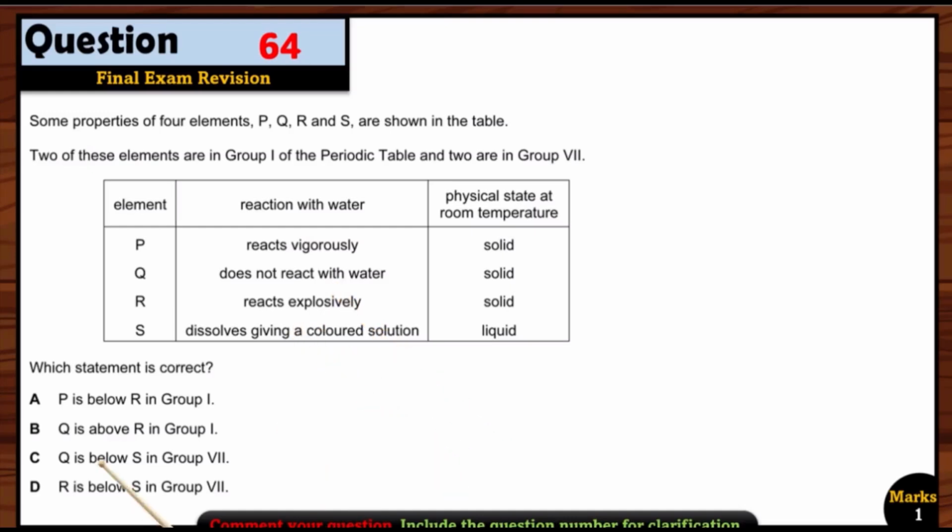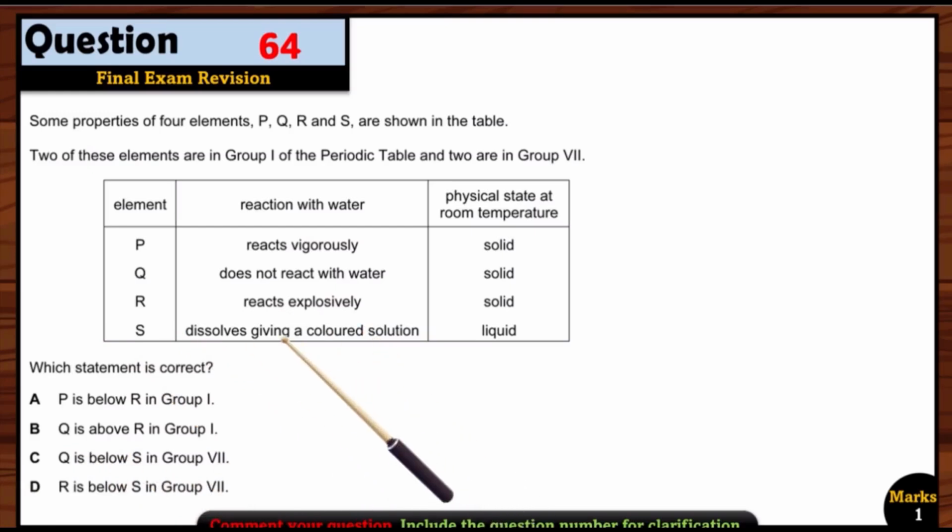So if you see here where we can find P and R, they are in group 1. Q and R, of course, Q is not in group 1. So this option is wrong. Q is below S in group 7. This one we can see that S dissolves giving a colored solution. So it can dissolve in water, giving a colored solution.